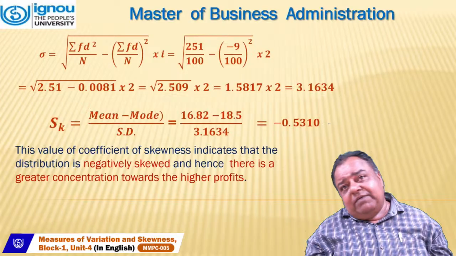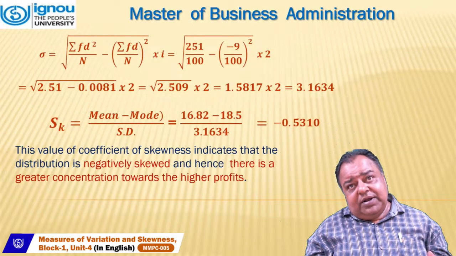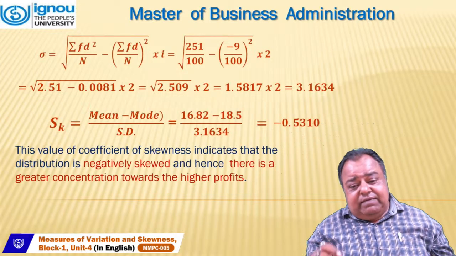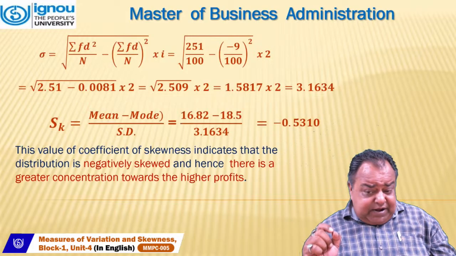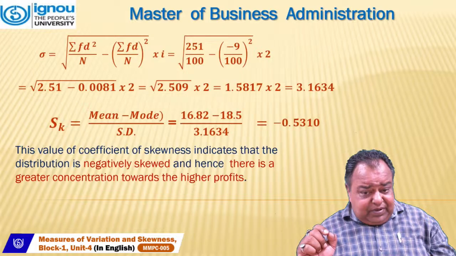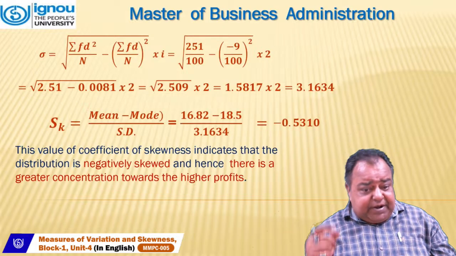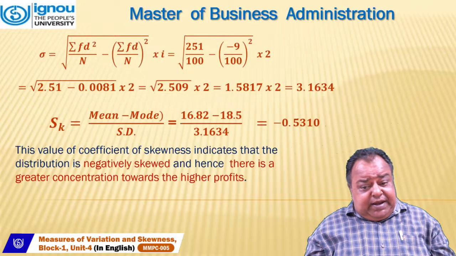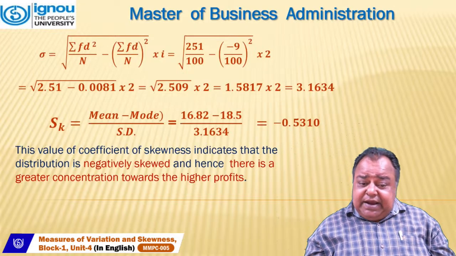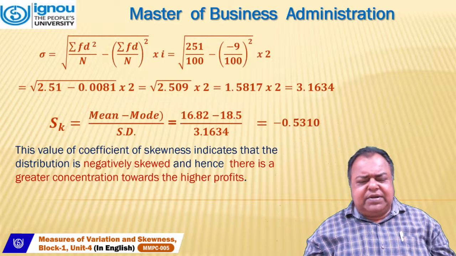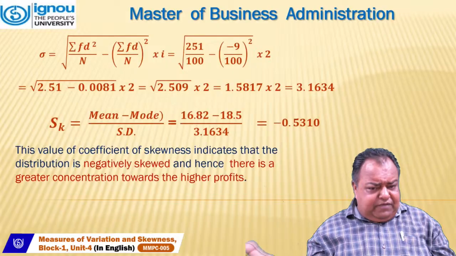Now we will evaluate the coefficient of skewness. Since we have evaluated mean, mode, and standard deviation, we have a relation: mean minus mode upon standard deviation. After evaluation, we get that its value is negative 0.5310. Now, what will be the interpretation? This value of coefficient of skewness indicates that the distribution is negatively skewed, with the negative sign, and hence there is a greater concentration towards the higher profits.